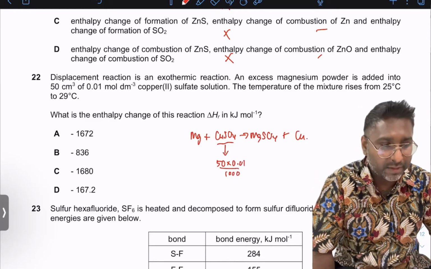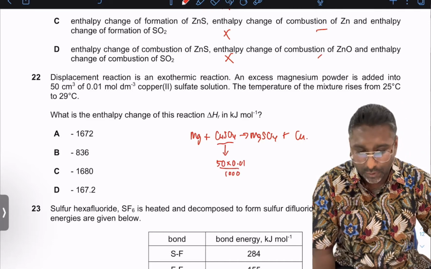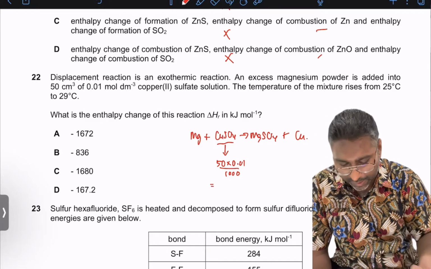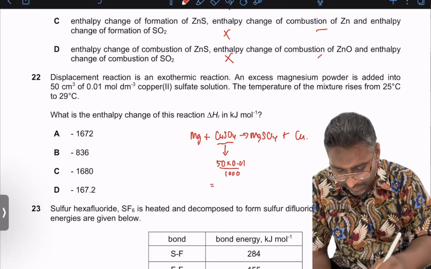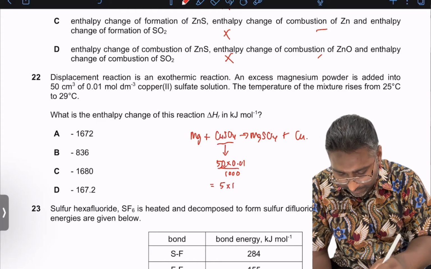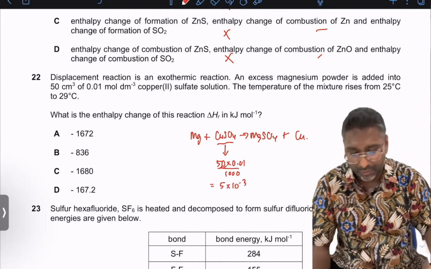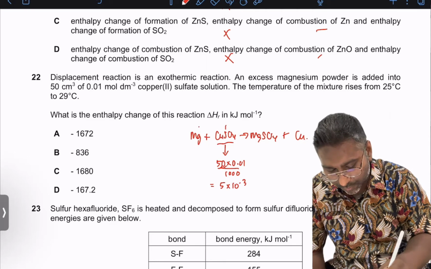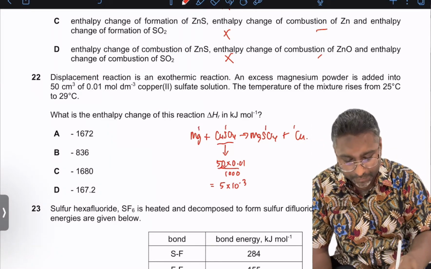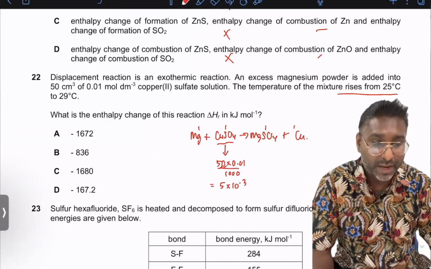You can calculate the number of moles. Once you have this number of moles, that's going to be 5 times 10 negative 3. That's going to be the number of moles. So you know, 1 mole, 1 mole. In this case the temperature is rising, so it's an exothermic reaction.